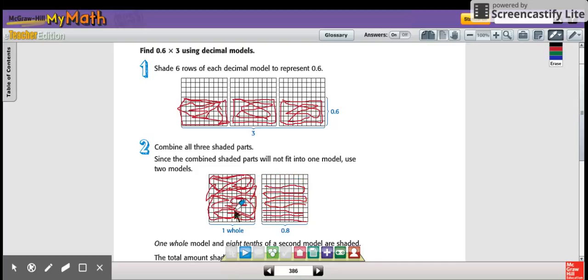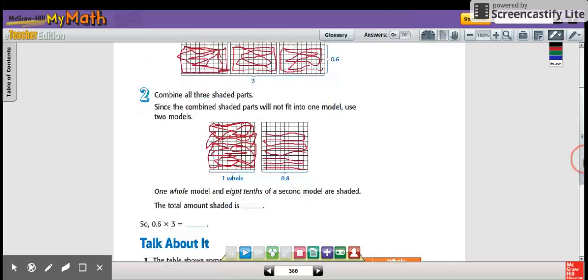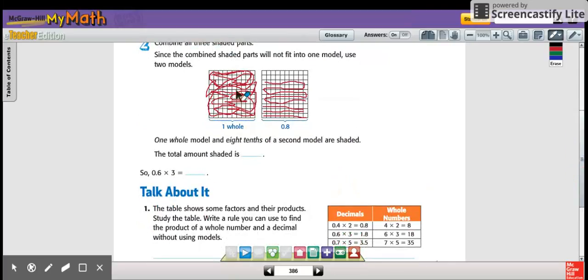So we have a total of how many? Well, we have the one whole, so the total amount shaded is 1. Then we have how many rows here? 1, 2, 3, 4, 5, 6, 7, 8. So the total amount shaded is 1 and 8/10. So 6/10 times 3 equals 1 and 8/10.